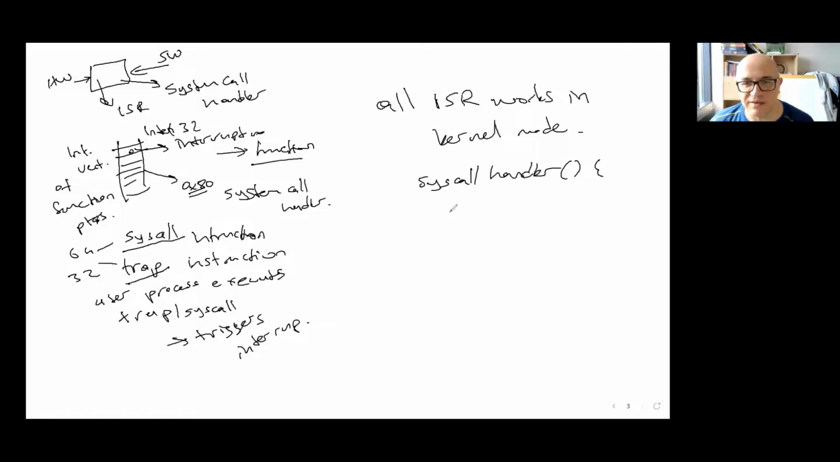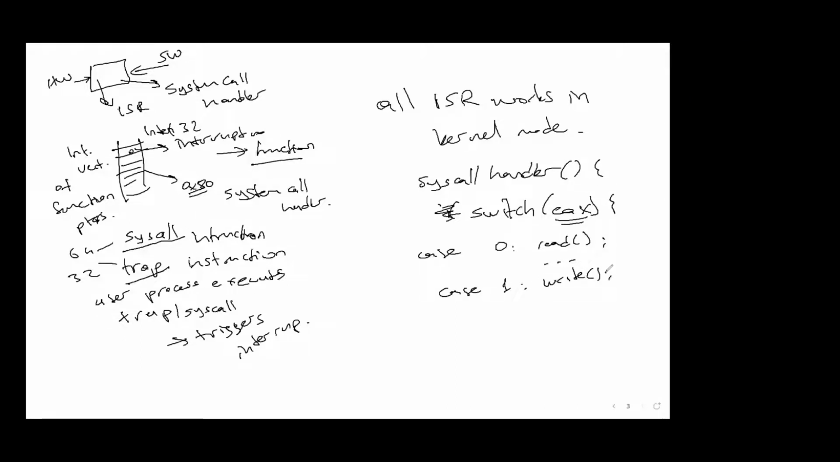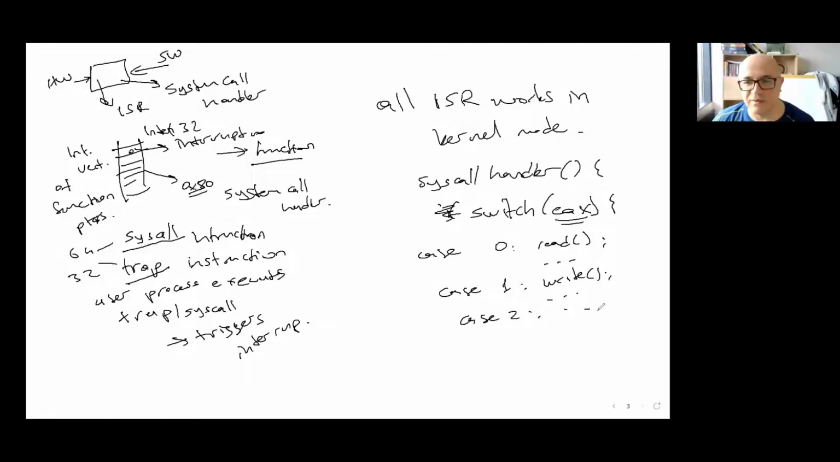So this syscall handler is something like that. Of course, it is probably in assembler. But this is my register EAX. If it is 0, call read. Case 1, call write. Case 2, blah, blah. Okay, so it is something like this. Based on some value of a register, it will take the corresponding action. And I'm just going to show you the evidence for that.